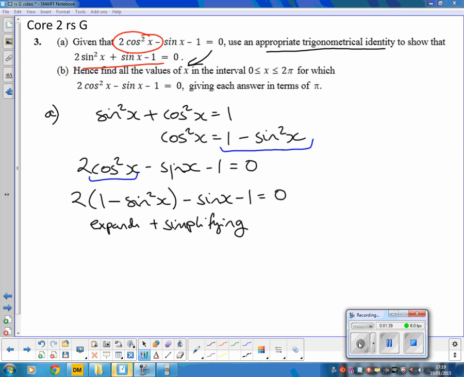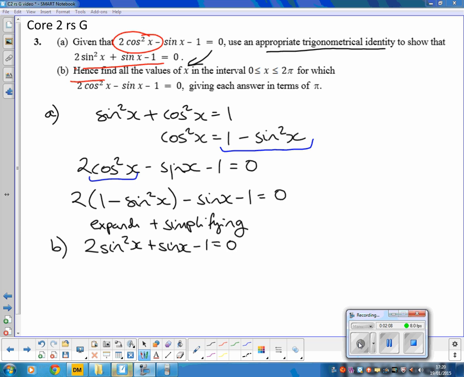So, part B gives us a hint. It says hence. Hence means we're going to use the part of the question before. So we're going to use part A. In part A, we got to 2 sine squared x plus sine x minus 1 equals 0. Now this equation has a power of 2, that's the highest power, the sine squared, so it's a quadratic equation.